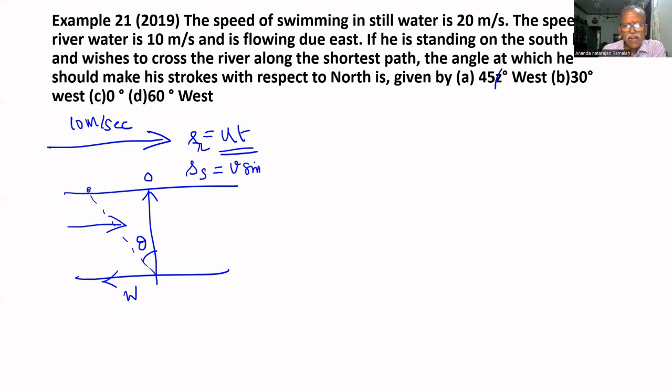V sin theta multiplied by time, because this velocity V is resolved into two components. One is V cos theta, another component is V sin theta. This way we can resolve. To understand how we are resolving this into two components, I will explain it with an example.